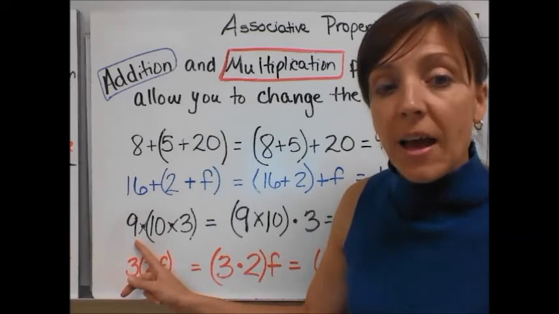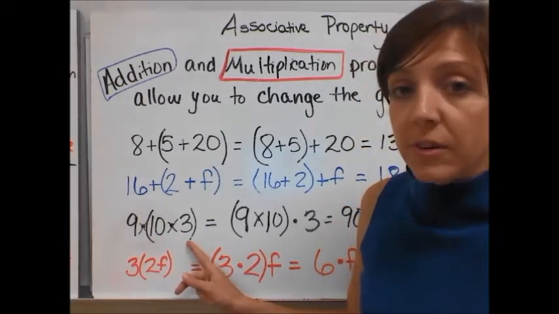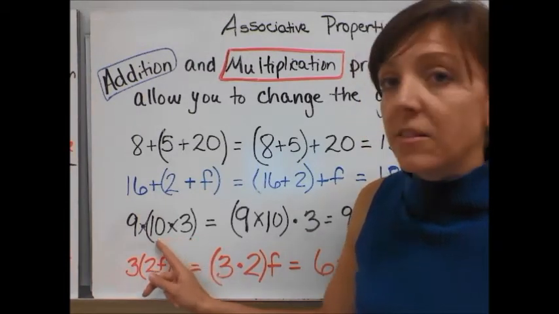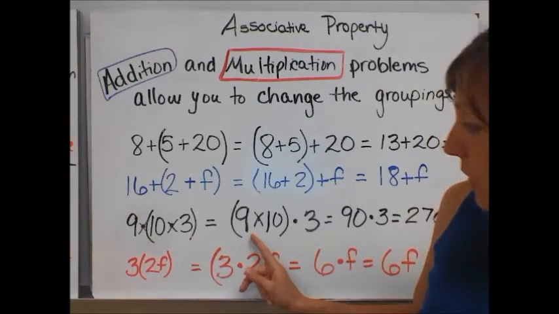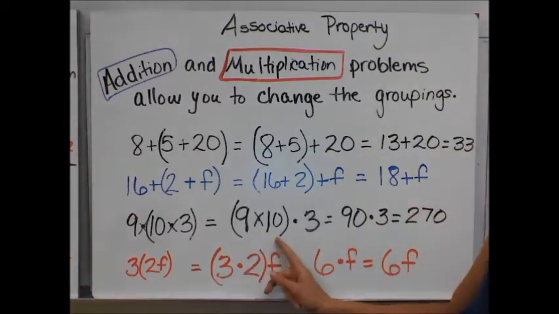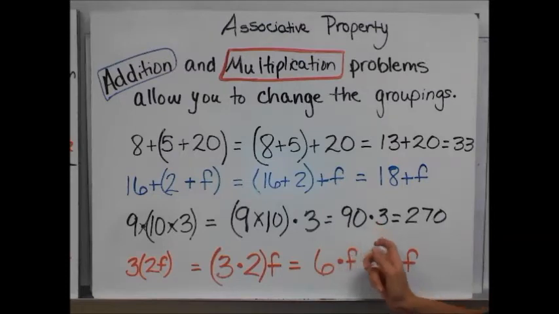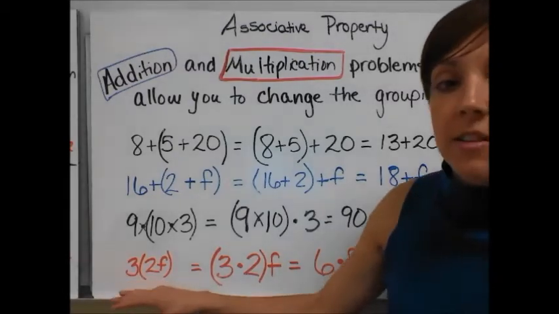So next we have 9 times 10 times 3 in parentheses. Well, maybe it'd be easier for me to multiply 10 times the 9 first. So I went ahead and did that. I grouped 9 times 10 together, which gives me 90, and times 3. I know 9 times 3 is 27, so 90 times 3 must be 270.